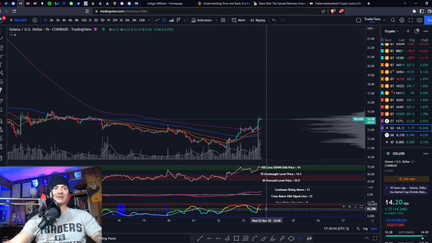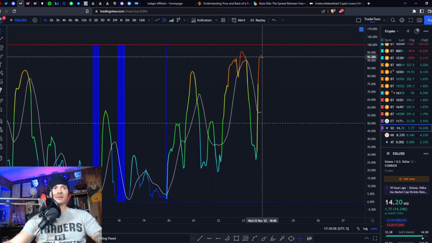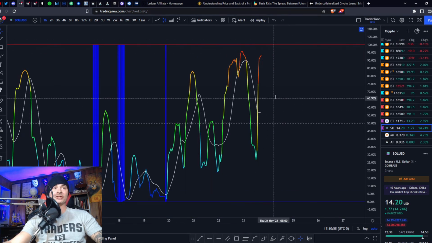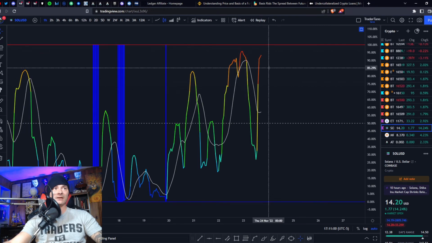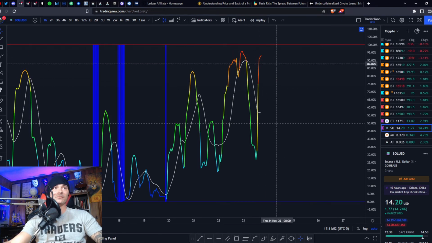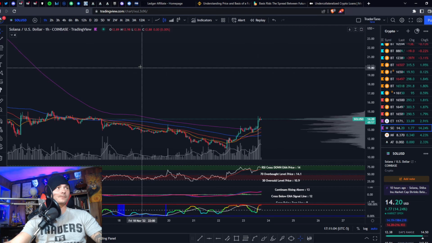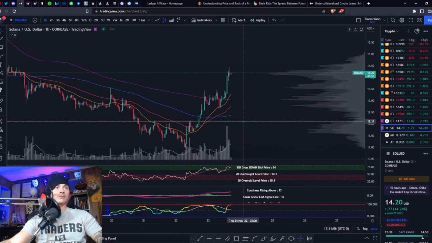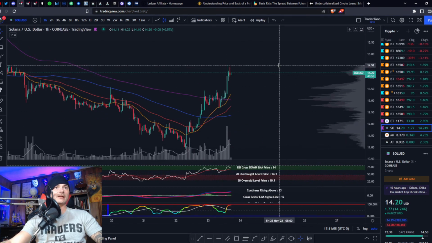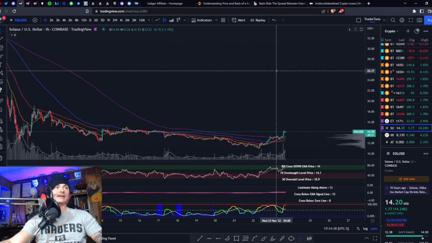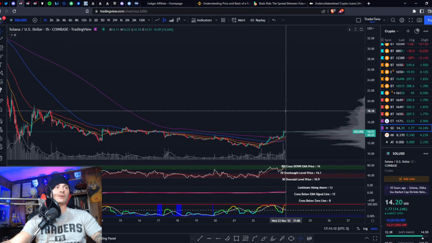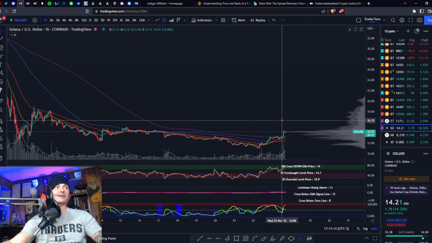BBWP, so volatility is still expanding. BBWP still has an upper slope. Your moving average is just getting an upper slope. So we could have a little room to run here. Bullish case is that we break this last wick at $14.50, and then $15 is the next stop. If we break $15, $16.20 is the next stop.